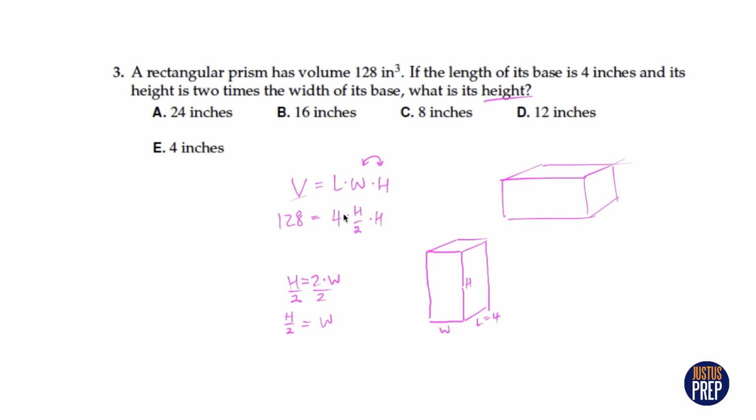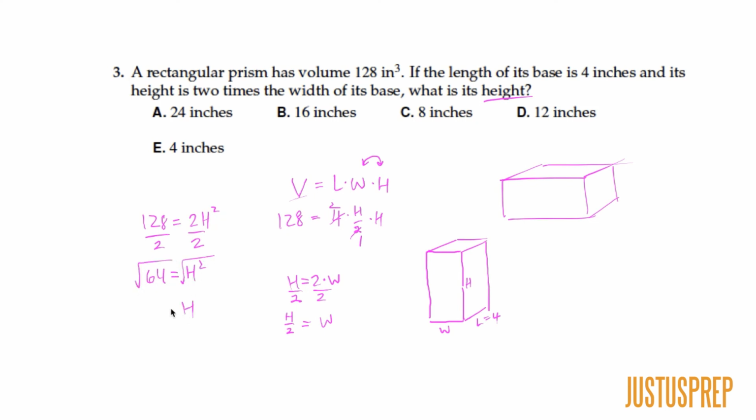4 and 2 reduced to 2 and 1. So this is really 2 times h times h. So 128 equals 2h squared. So now we're just going to isolate the h, divide by 2, so that's 64 equals h squared, and then square root both sides, h is 8.